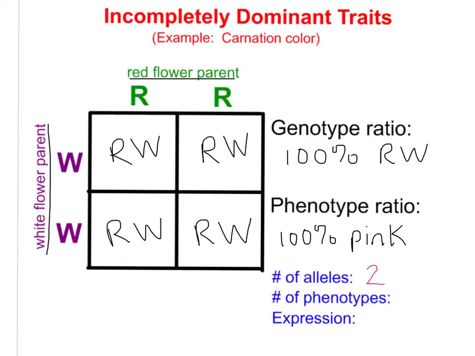How many different phenotypes do we have? What can our flower look like? Well, our flower could be either red, pink, or white. So again, in this situation, we have three different phenotypes, just like in our codominant situation. And what will the expression of the heterozygote be in this case? It will appear to be blended, and that is the expression in incomplete dominance.